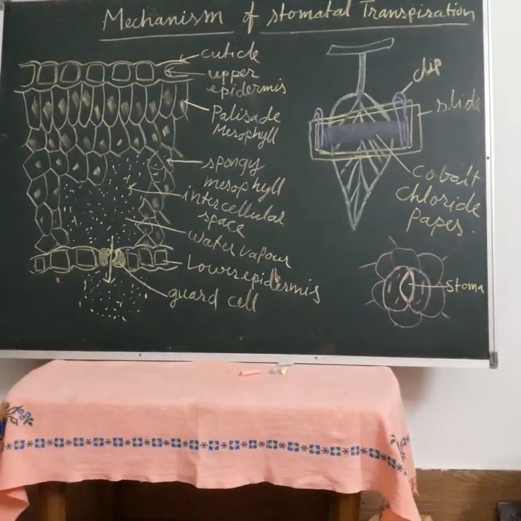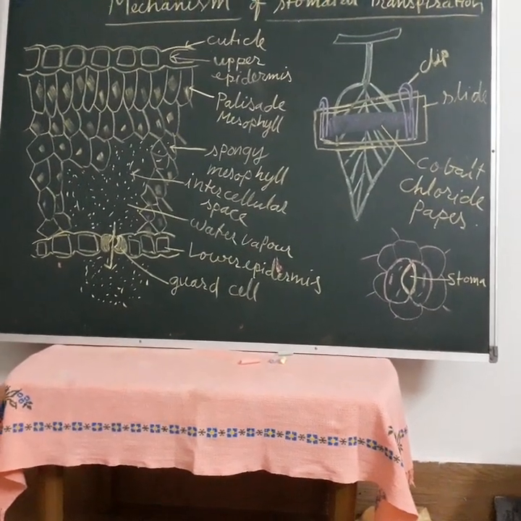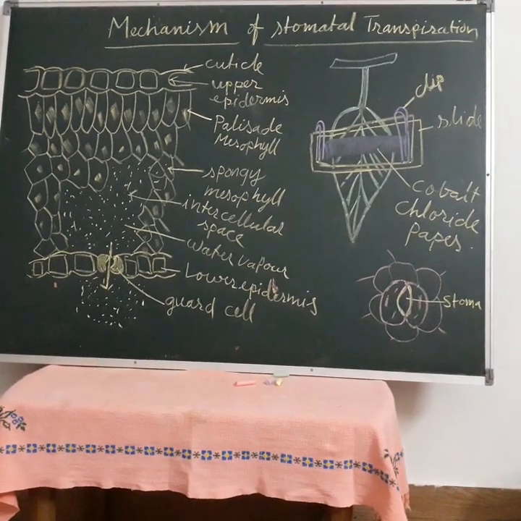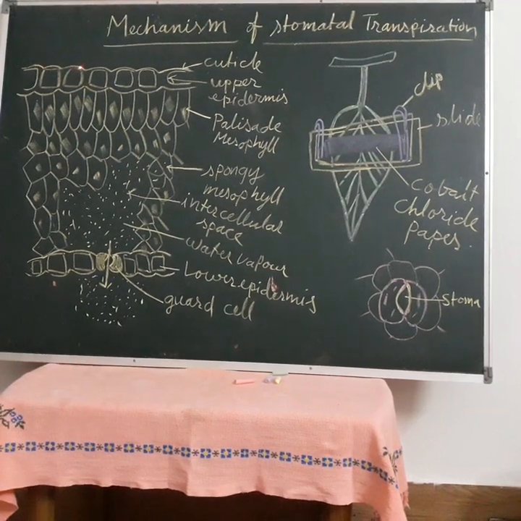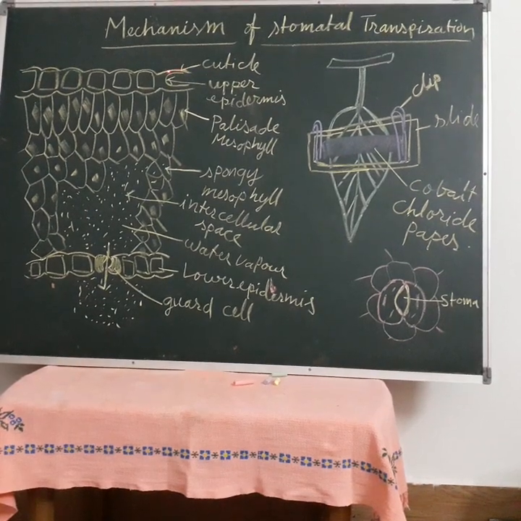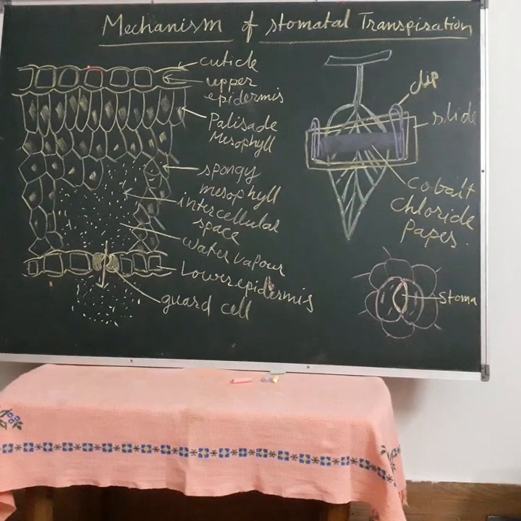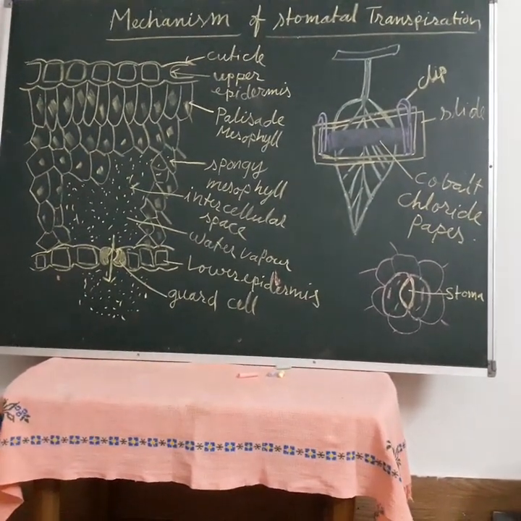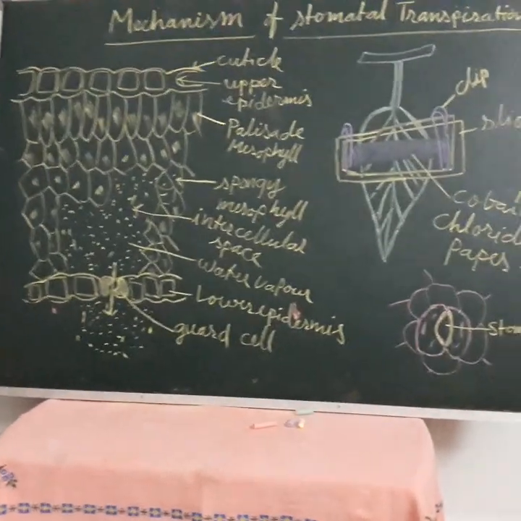The thickness of the cuticle varies from plant to plant. The cuticle serves to prevent evaporation of water from the leaf surfaces. Sometimes you will be asked to write the function of cuticle. So what is the function of cuticle? It prevents the evaporation of water vapor. Prevent the evaporation of water from the leaf surfaces.